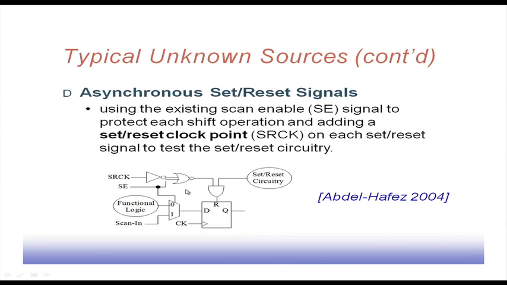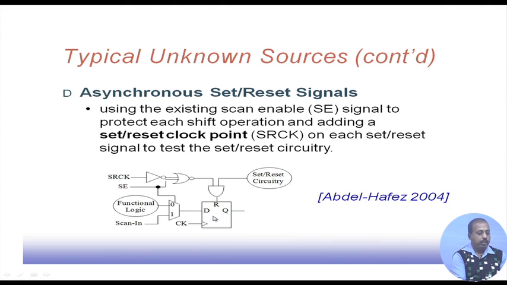Another difficulty that we have is with asynchronous set-reset signals. In the functional mode, if this asynchronous set-reset signal is activated, the system will get reset. Now, during the BIST operation, if this reset signal comes, that creates difficulty. So, somehow we have to stop that. What we can do is use this scan enable signal to protect each shift operation. Basically, when this scan enable signal is 1, this NOR gate output will be 0. As a result, this reset line will always get a 0, so whatever the set-reset circuitry output is, it is not going to affect this flip-flop.